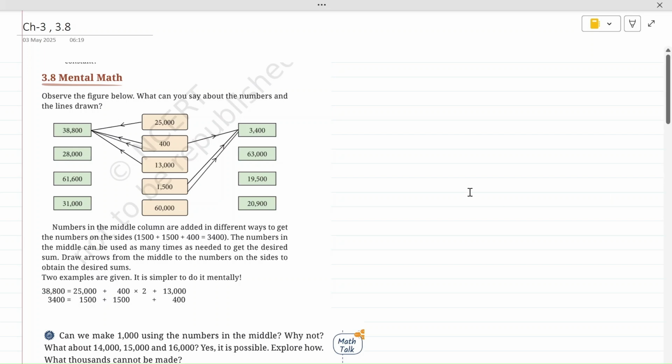Hello kids. So in today's class we are going to start with the new topic mental maths. So today we have an interesting question with a little bit of brainstorming. So let's start the class.